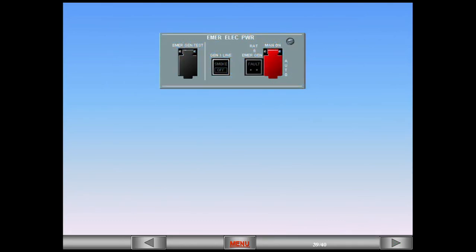The controls and indications on the emergency electric power panel will be covered in the abnormal operation modules. There is one exception. The emergency generator test switch is used by maintenance only to test the emergency generator.